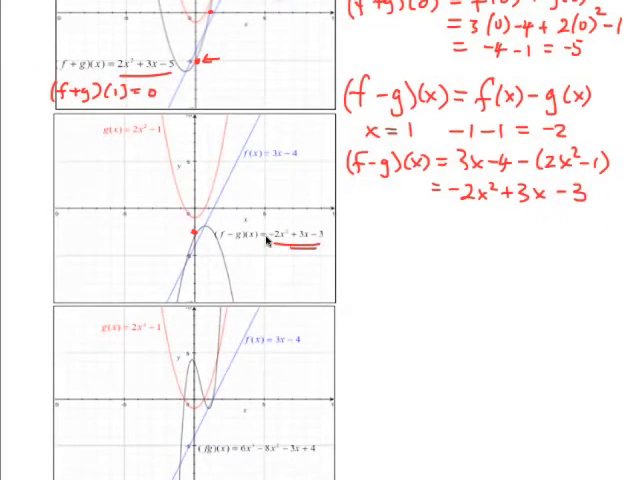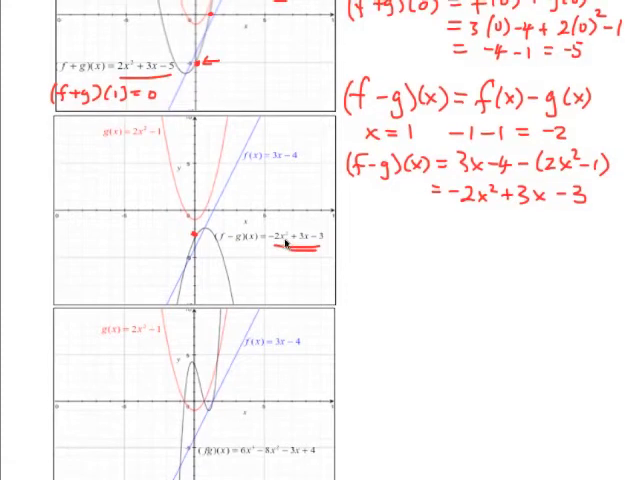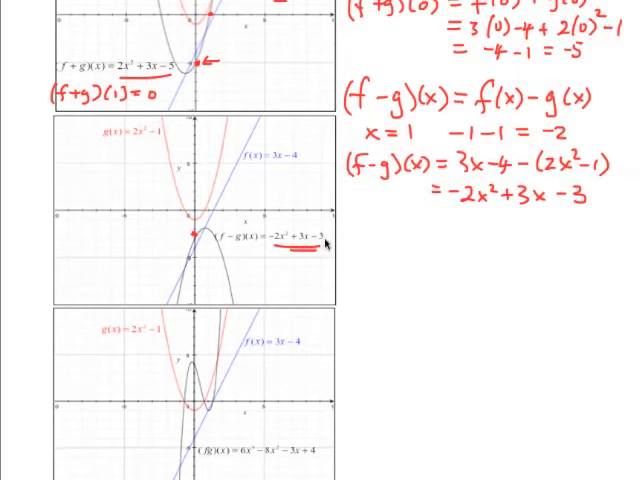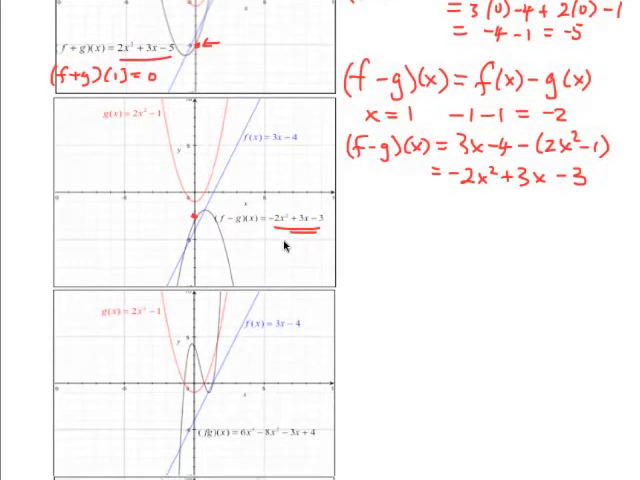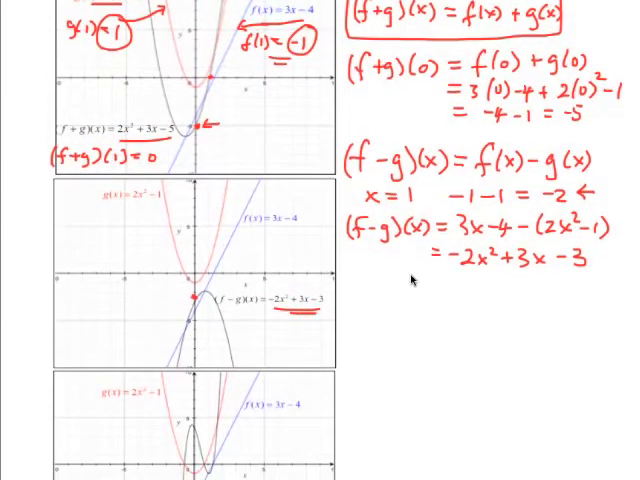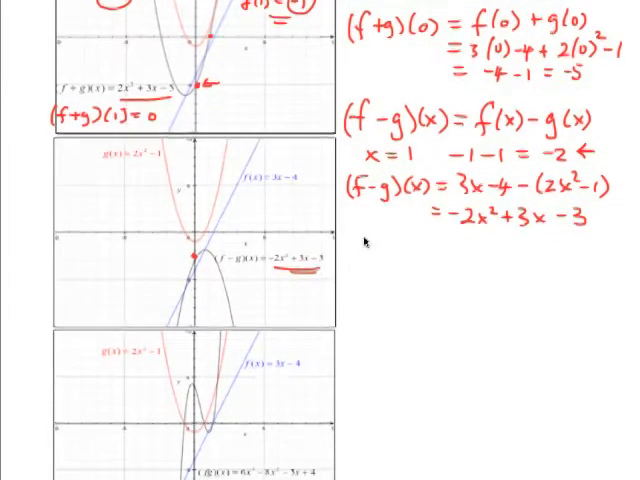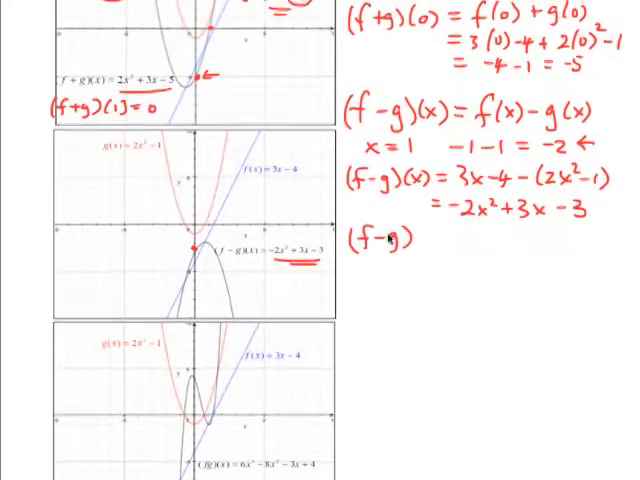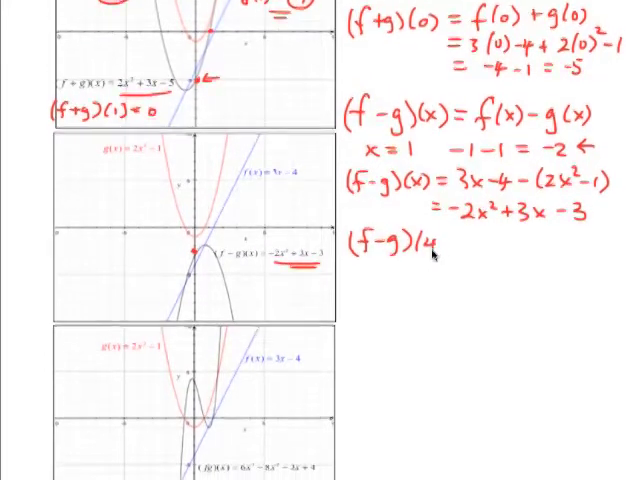And if you put in 1 in here, you'd get 1 squared is 1, so negative 2 plus 3, which would be 1, and that would give me negative 2 as a result, which is exactly what we got. So let's do another one. Let's suppose I want f minus g of 4, for example.